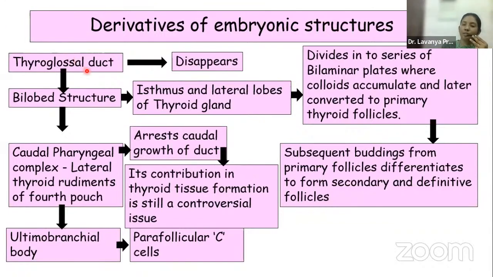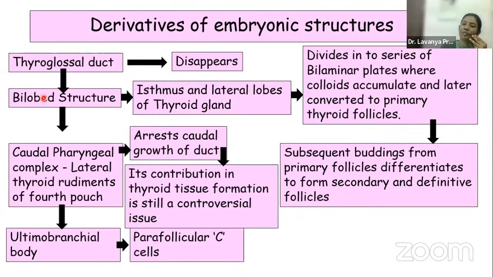So what happens, as I told you, the surface proliferation just dorsal to this tuberculum impar, we call the foramen cecum. This thyroglossal duct later has to regress. It disappears. So finally, we have the bilobed structure, which is located on either side of the upper part of the trachea, which later becomes the isthmus and the lateral lobes of the thyroid gland. The caudal pharyngeal complex, as I told you, helps in arresting the further descending of the thyroglossal duct.